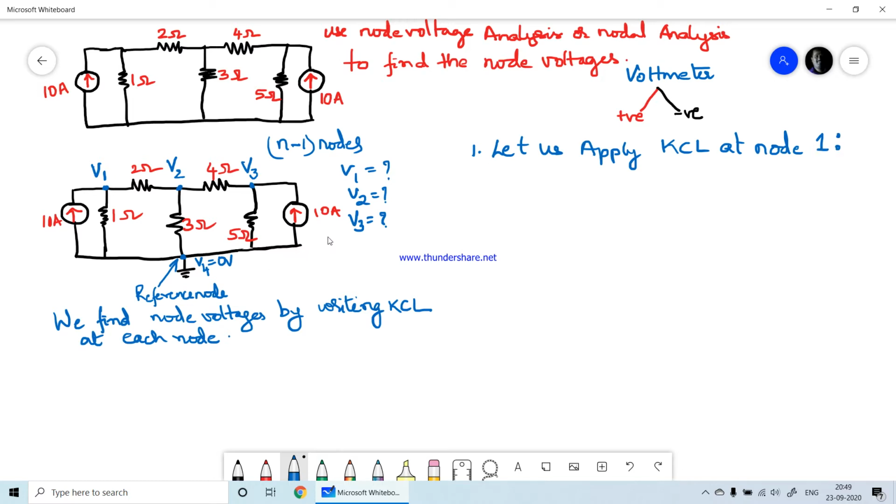Now let me draw the diagram separately for node 1. We take separate diagrams for each node, and we take the components which are connected to that particular node. So this is V1, and I have a resistor connected to V1. We have 1 ohm connected to V1, and we also have a current source connected to V1, which is 10 amps, sorry. Then you have 1 ohm, then we have 2.